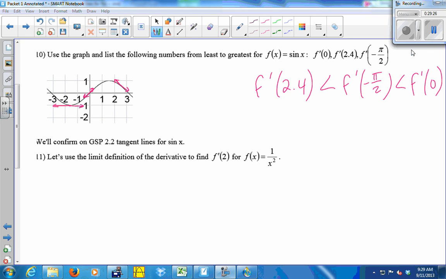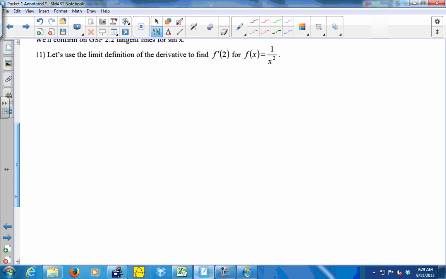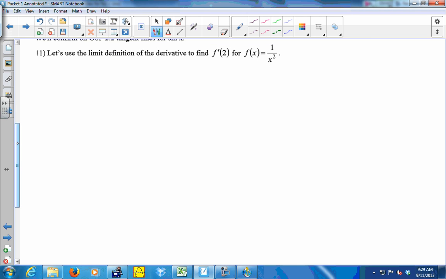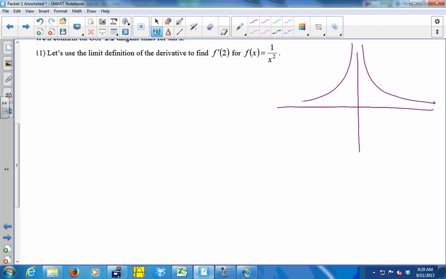Okay, so last thing we're going to do is use the limit definition of the derivative to find f prime of 2 for 1 over x squared. So I want to find the slope of the tangent line, the line that's tangent to 1 over x squared at x equals 2. And maybe I should just remind myself what I'm doing. So 1 over x squared looks like this. I'm looking for the slope of the tangent line at x equals 2. So I go to 2, and I'm going to find the slope of my tangent line.